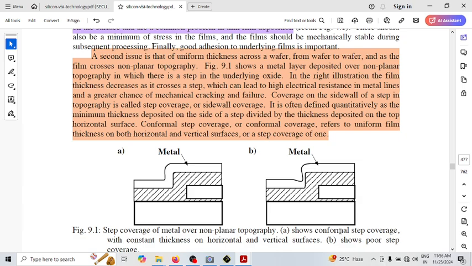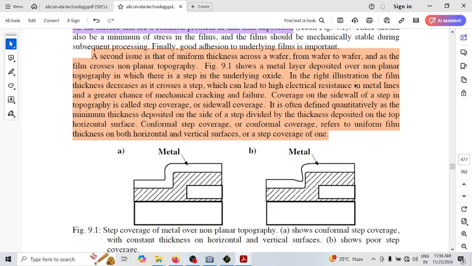But typically, this is how it happens. This is figure B, which shows a poor step coverage. Over here, this is not having the same dimension as this. You can see now it has reduced. So this will actually increase the resistance of this metal. Since the thickness has reduced, the resistance of this metal is going to be higher compared to this region. So that's what it says here.